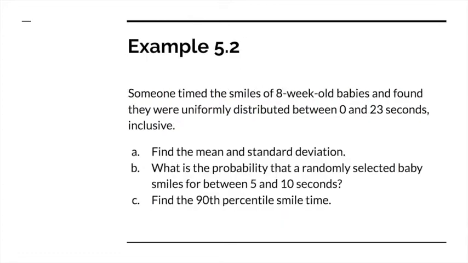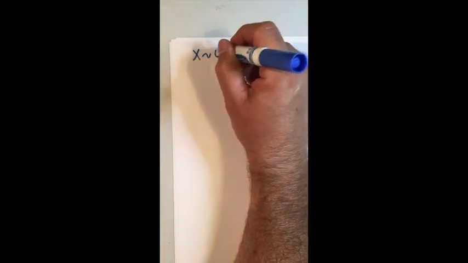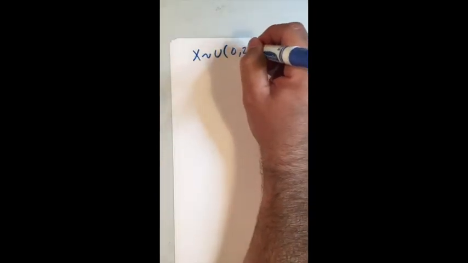And here is example 5.2. We'll switch over to our document camera to do example 5.2, because that way we can draw the distribution curve and work out these problems. The explanation in the textbook provides a little more detail, but basically it boils down to they got 8-week-old babies to smile, and they timed how long the baby smiled. It turned out that the baby smiles were uniformly distributed between 0 and 23 seconds.